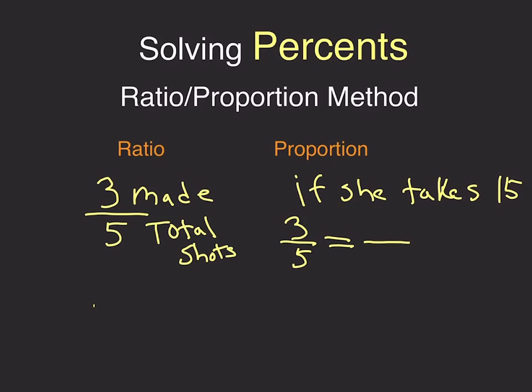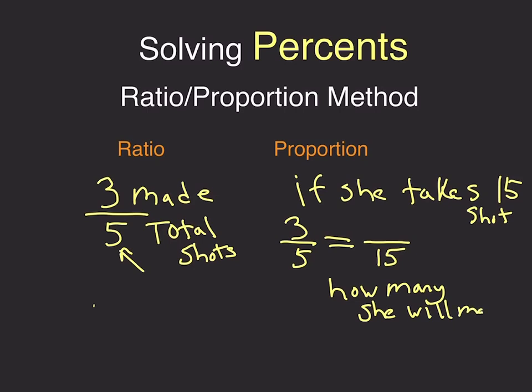So here I ask the question, if she takes 15 shots. Now remember, the 5 here was the total shots. So now we're saying, what if she takes 15 total shots? That's going to go in the same place, in this denominator, that the 5 did. And we want to estimate how many she might make. How many would she make?